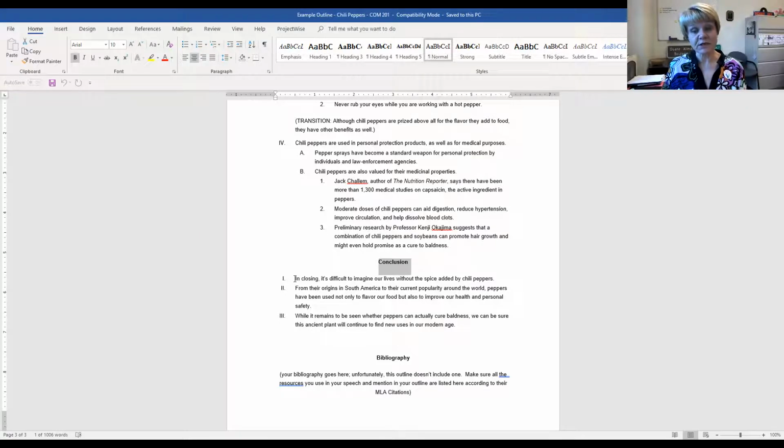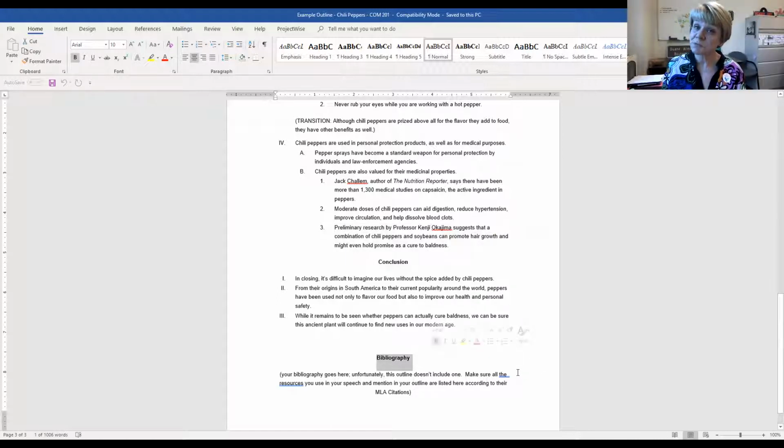While it remains to be seen whether peppers can actually cure baldness, we can be sure this ancient plant will continue to find new uses in our modern age. Now, if I showed you back in section 4 where we talk about baldness, we did include information about that. So that's kind of this little humorous bit that takes us back to something we mentioned earlier. After the conclusion, we have the bibliography.